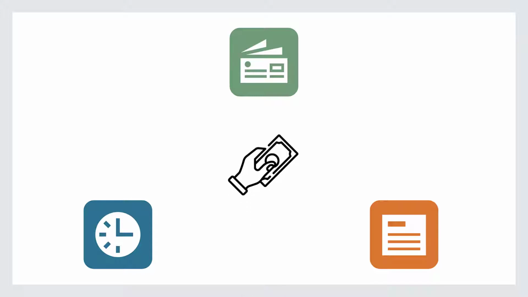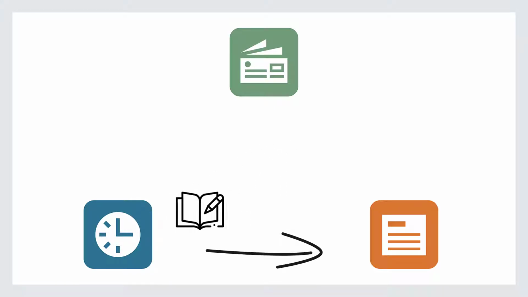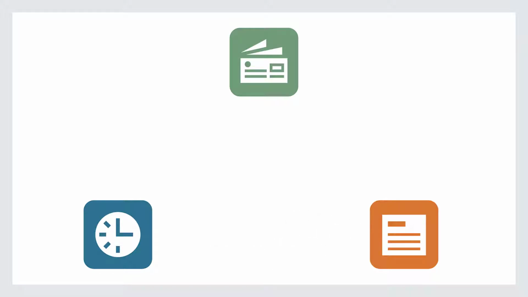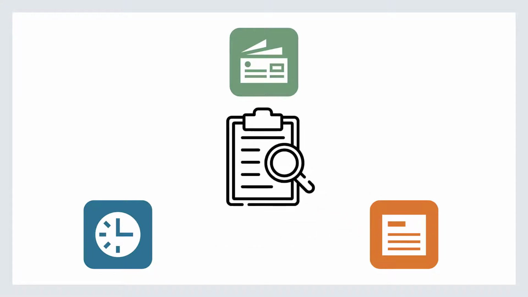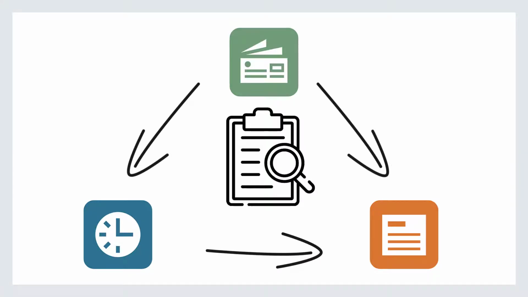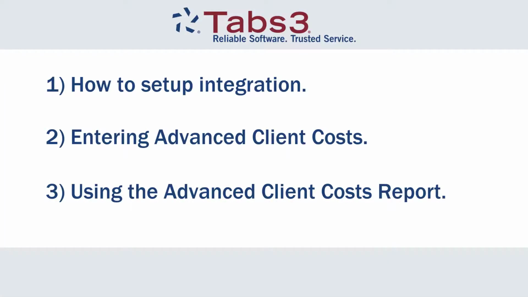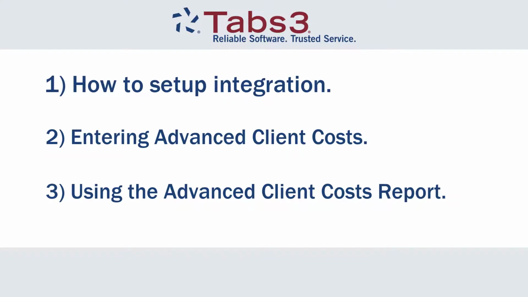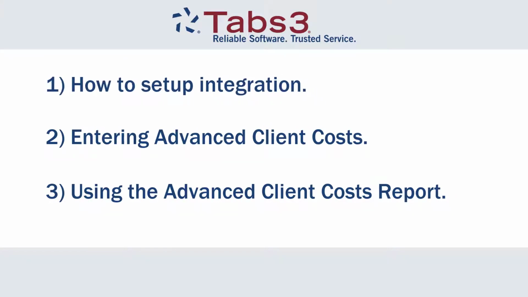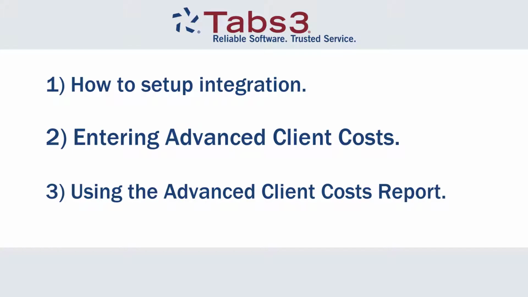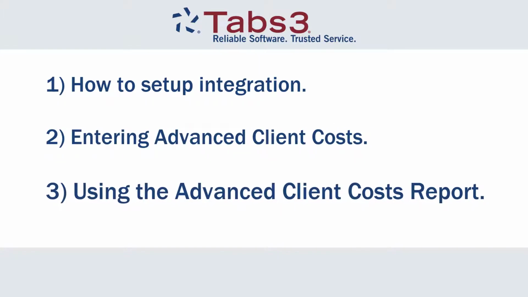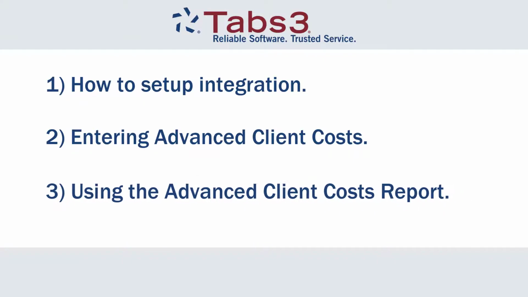When a client pays for that cost, a journal entry will be made to the same advanced client cost account in general ledger. The advanced client cost report in GL can be used to make sure that your advanced client cost accounts remain in balance. In this video, we will cover how to set up the integration between each application, the process of entering an advanced client cost, and how you can track this information using the advanced client cost report in general ledger.